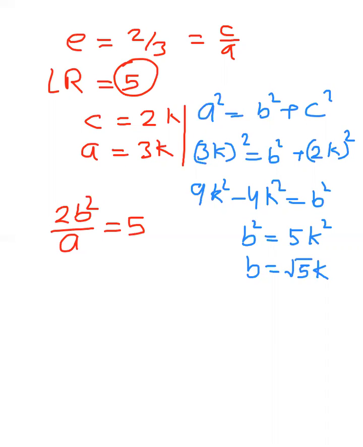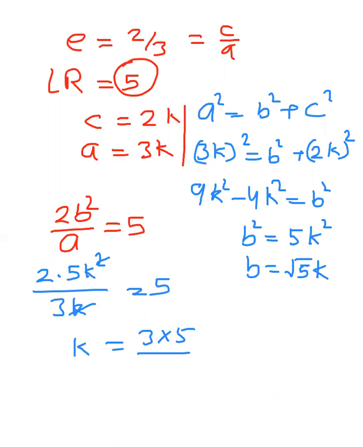Now let us put all these values and we will be able to calculate the value of k. To b square, b square is 5k square upon a, and the value of a is 3k, equals 5k, one power will get cancelled. So we have got k equals 3 into 5 upon 5 into 2. So k is coming 3 by 2.